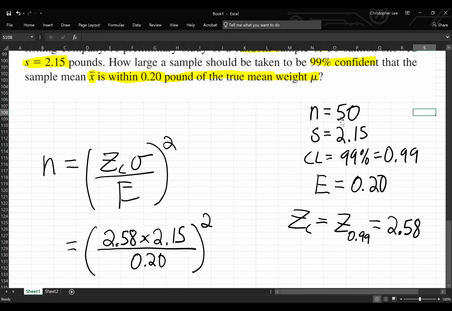Z interval? Z critical. Yeah. Remember when we have the distribution like this and 99% of the data is in the middle? Right, and you want to find Z critical right here? That's what that is. The other side is negative Z. That's your Z critical, right? You got that straight from the formula sheet.